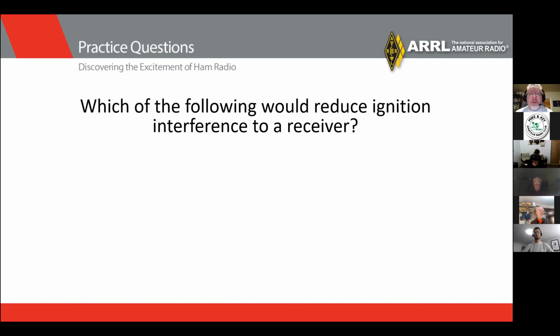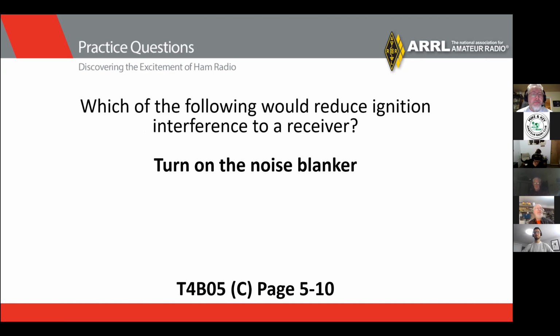Which of the following would reduce ignition interference to a receiver? Turn on the noise blanker or the NB button.